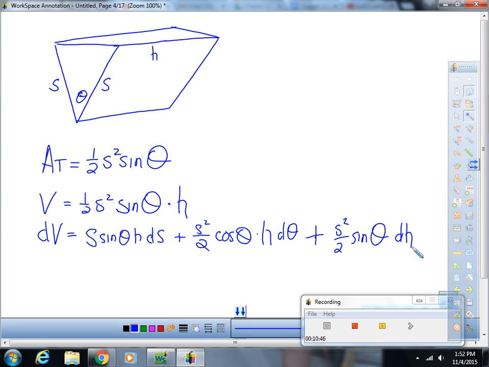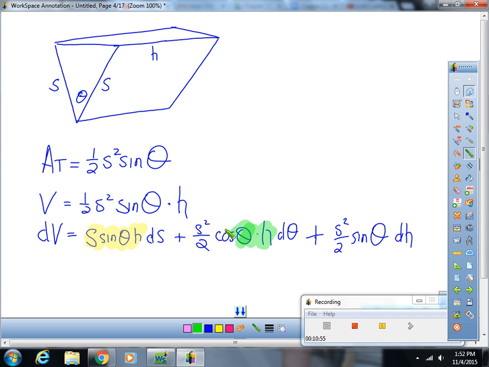So just to review, this is the partial derivative with respect to s times ds. This is the partial derivative with respect to theta times d theta. And this is the partial derivative with respect to h times dh. Hopefully you recognize that from your total differential theorem, or equation, I should say. So now we've just got to put in everything we know.